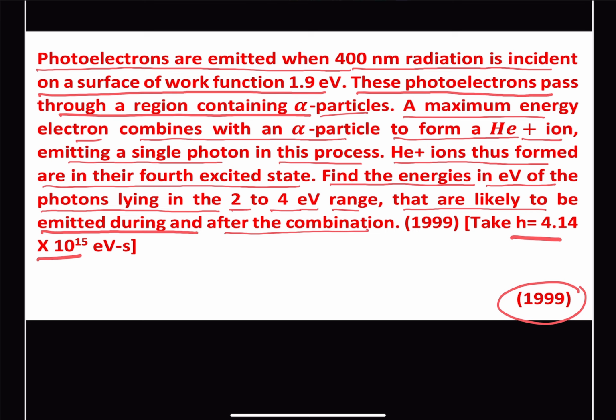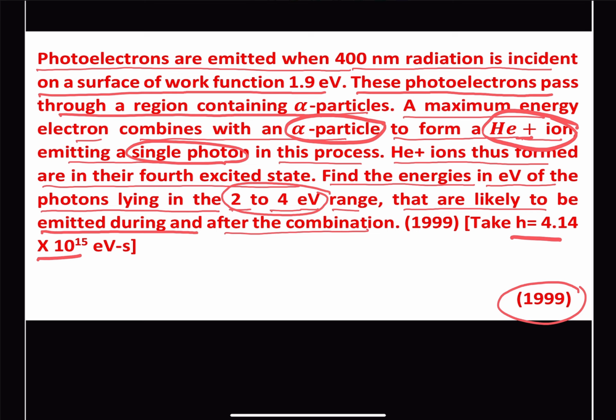So here we have to find the energies of the photons which are going to lie in the 2 to 4 electron volt range. And the electron that is emitted combines with an alpha particle, and it is going to form a He+ ion. Okay, an alpha particle is basically He2+, and with the combination of an electron we get He+, and in this process a single photon is released. This is the basic premise of the question.